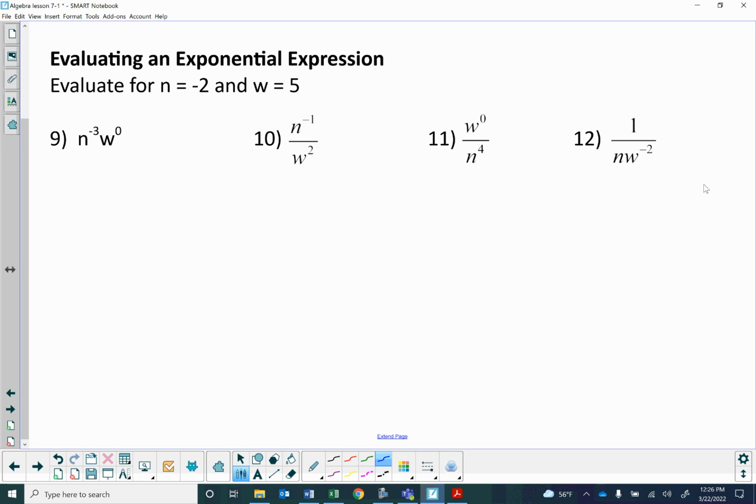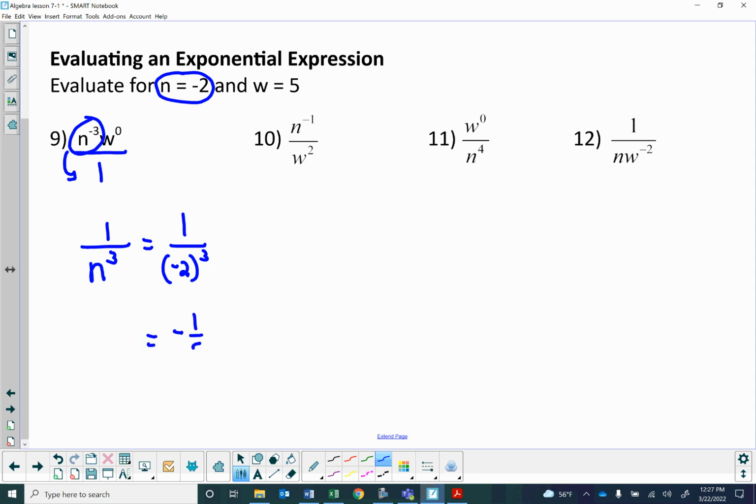Okay, so the first problem here, number 9, says n to the -3rd, w to the 0. Anything to the 0 power is 1, and this is all over 1. This needs to move to the denominator to become positive. So w to the 0 is 1, and this is over n to the 3rd power. Now I will substitute in that n is equal to -2. So we have 1 over -2 to the third power, which means 1 over -2 times -2 times -2, which is -1/8.